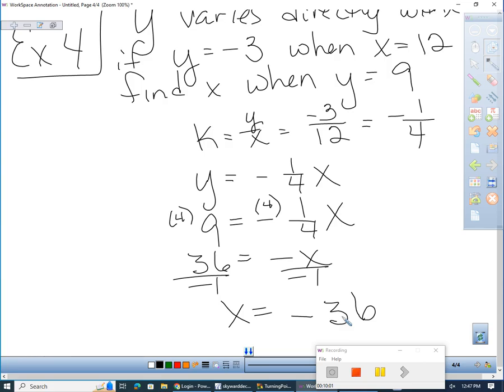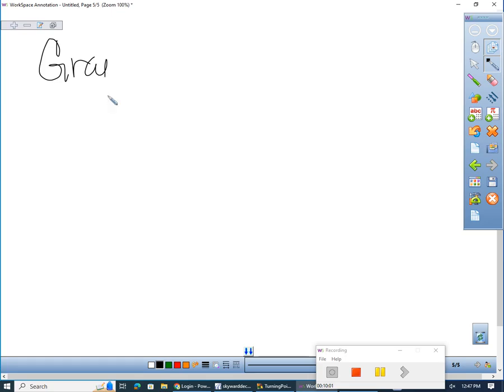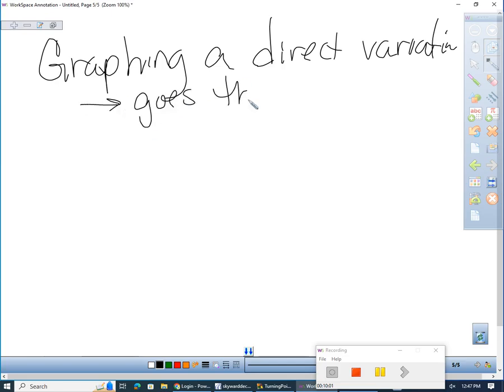Okay. Let's see, 30 through 32 are just like the first ones with the table. I want to talk about graphing a direct variation. When you graph a direct variation, where did I tell you it has to cross through? All right, I'm going to put it here again. Goes through 0, 0.